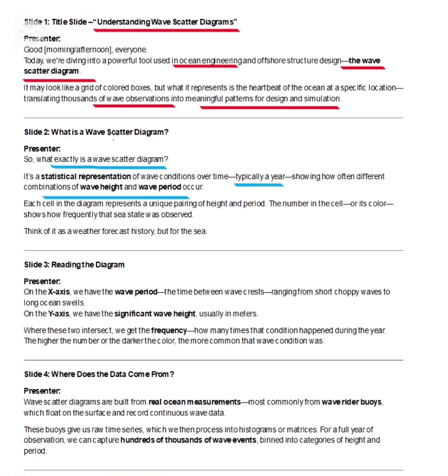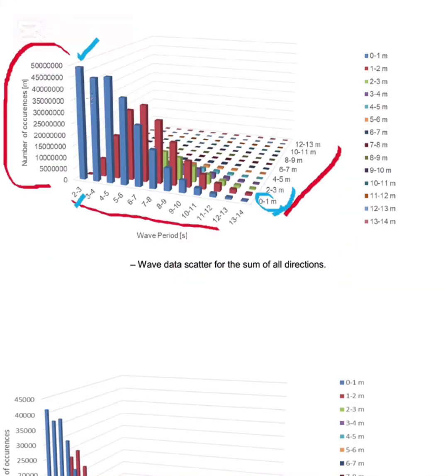So this is the reason we use the wave scatter diagram in structural design and ocean engineering. It shows how often different combinations of wave height and wave period occur. Each cell in the diagram represents a unique pairing of height and period. The number in that cell or its color shows how frequently that sea state was observed. Here you can see this sea state was very frequently observed.